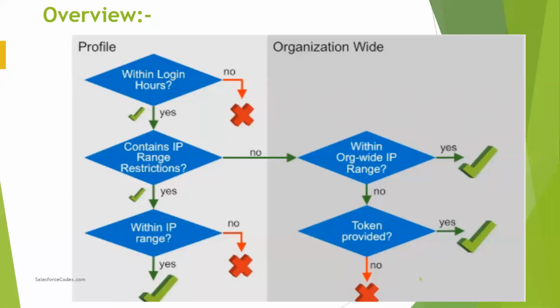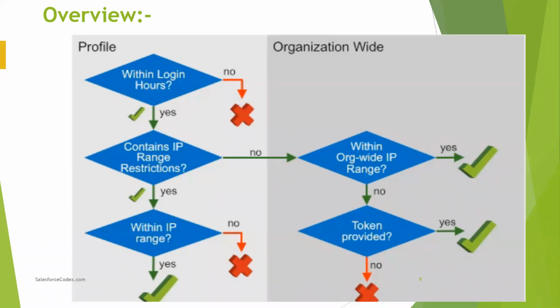But if not, then what are the mechanisms? Suppose it is not from an IP which we have defined, or let's assume that we haven't defined any IP at all. What will happen in that case? There must be some IP ranges which your organization is using, right? If you are working for IBM, you must be using some org-wide IP ranges. It will see whether the request coming from the IP where HDFC Bank is hosting their application is within that limit. If yes, it's all good.